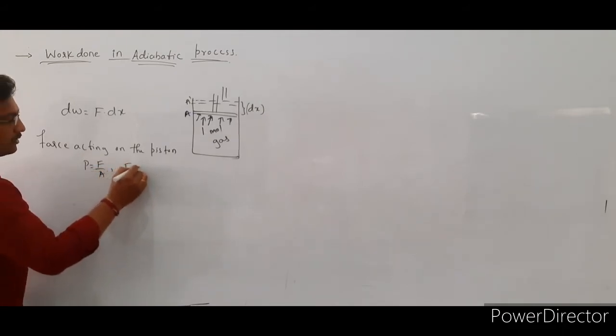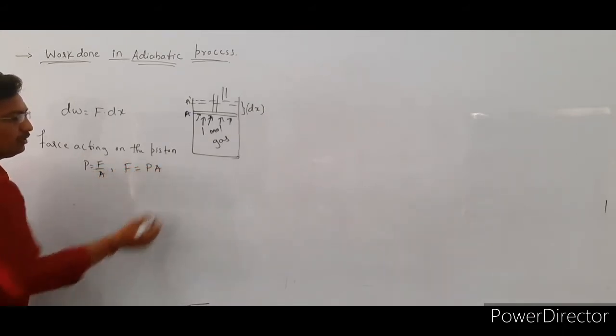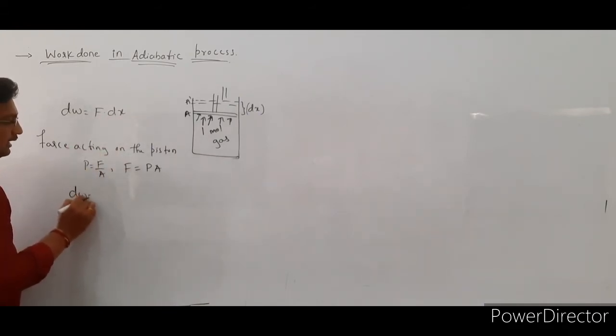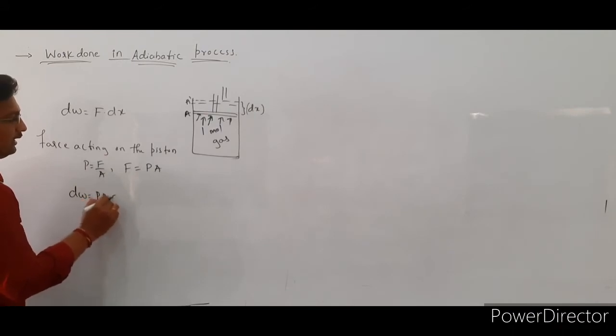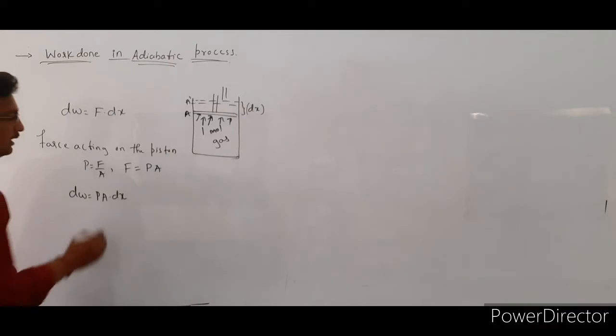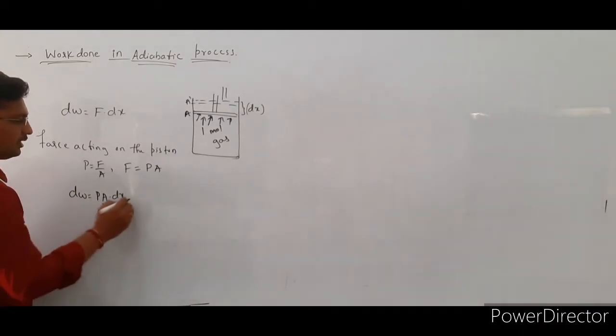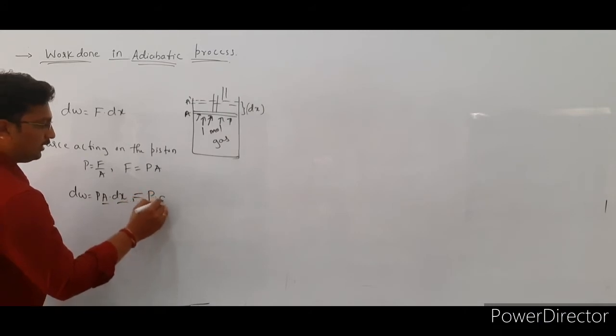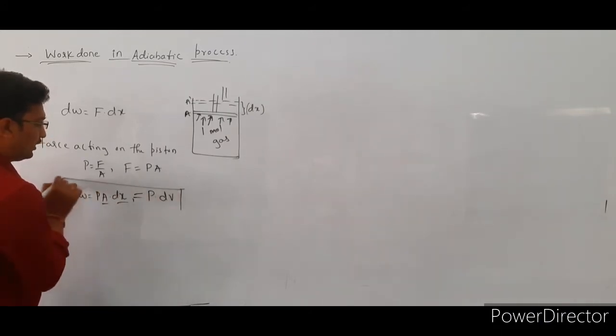Here we want the force value, that is pressure into area. Substitute this force value in this equation, then dW is equal to pressure into area into dx. Area into dx is nothing but the change in volume. So this is equal to P into dV. This is a small work done.